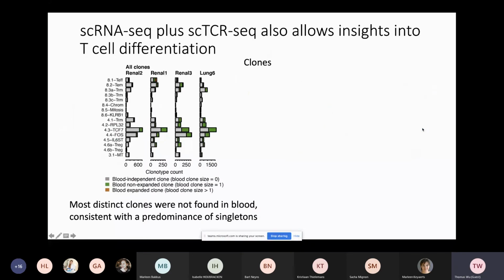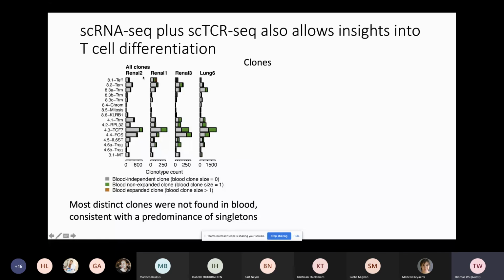So we used our data in a different way, not only to look at expansion, but also differentiation. So what we see here is a bar plot, for each of the different types of T cells, and we plotted the number of clones we saw of each type. And you can see here, as shown by the predominance of gray, that most clones in the tissue were not seen in the blood, with some small exceptions shown here.